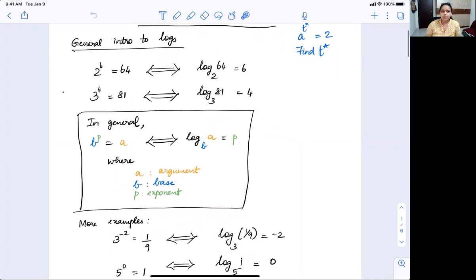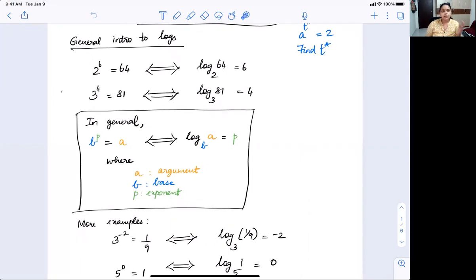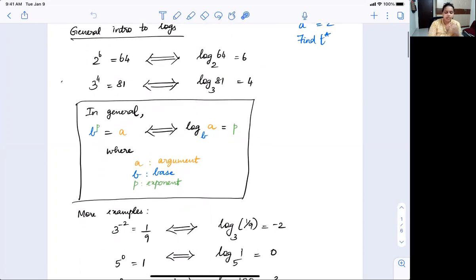Now, just a quick review on logarithmic expressions. 2 raised to the power 6 is 64 can equivalently be written as log 64 to the base 2 is 6. The way I remember it in my head is 2 to the power 6 is 64. Similarly, 3 to the power 4 is 81, which is what we see here. In more general terms, if b to the power p is a, then log a to the base b is p. So b is the base, p is the power or exponent, and a is the argument.